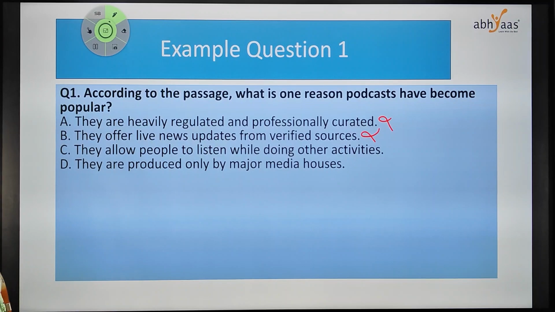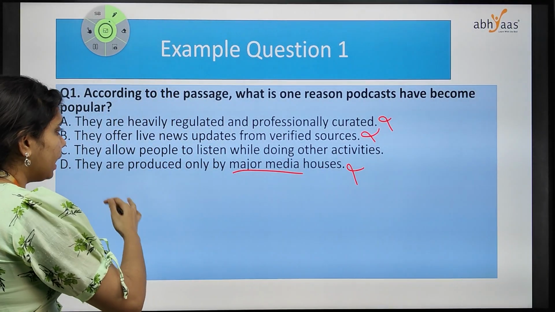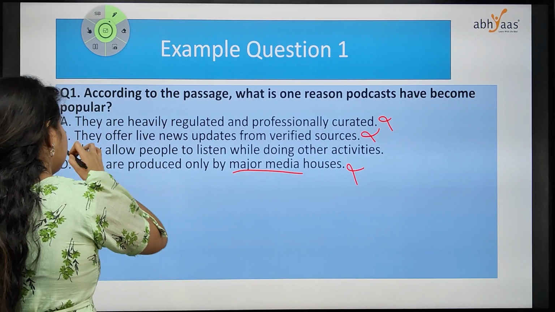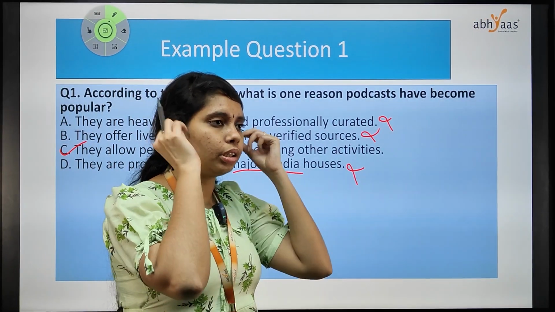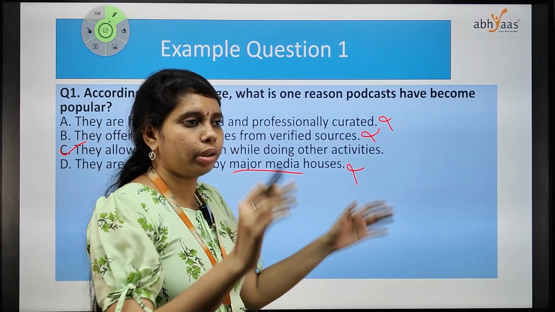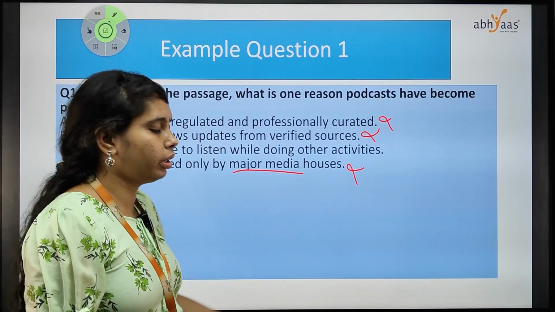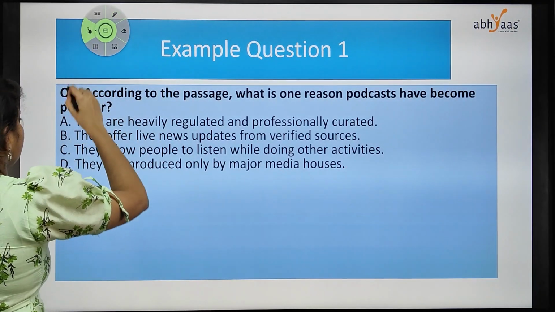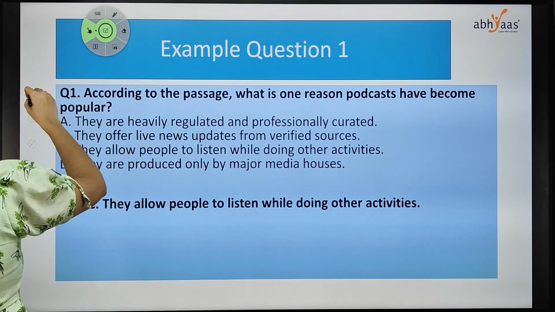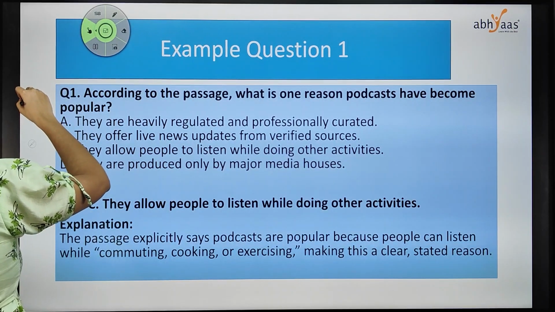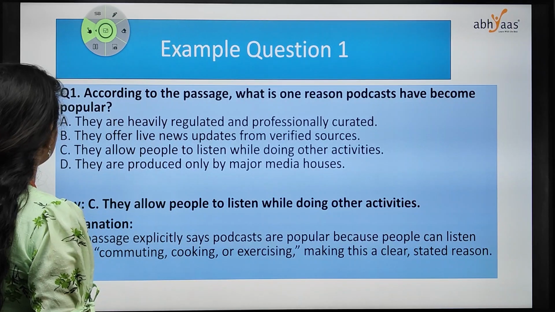They are produced only by major media houses. No, anyone with a smartphone and some idea can produce that. They allow people to listen while doing other activities. Yes. Accessibility has increased, right? Because you can just put in some earphones and you can do whatever work you want and keep listening. That is why they have spread, they have bloomed, right? So this is pretty easy, I guess. Yes. Okay. Doing anything, they can just access this podcast.